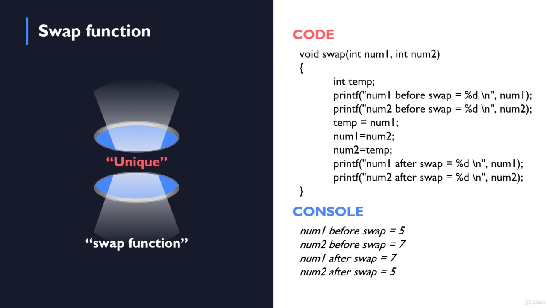So we have the swap function, that whenever we call it, it will receive two values and print them before the actual swap and after. And this function will print this information, and that's kind of a downside. It will print this information every time we call this function.